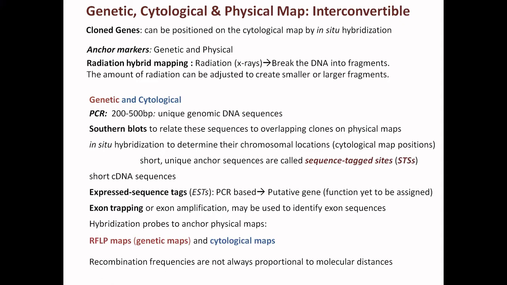As we have seen in the previous slide, RFLP is a molecular marker and it gives an identifying feature at a specific location of the chromosomes. Recombination frequency is not always proportional to the molecular distance. So we can convert or correlate genetic to cytological and genetic to the physical map.